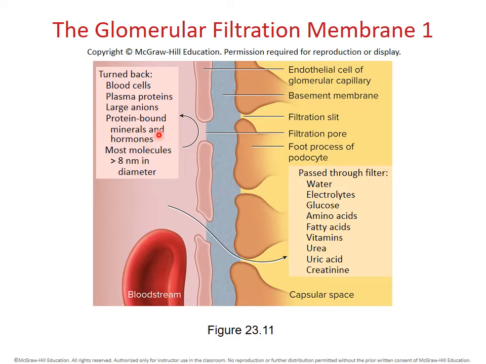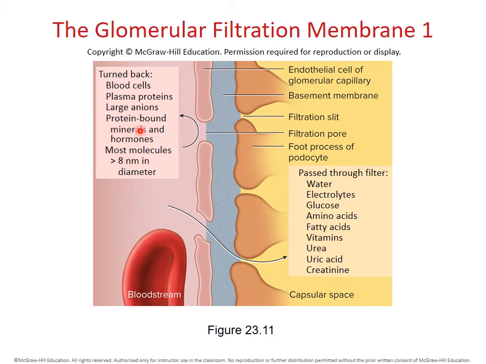So what kinds of things do pass through? Essentially, anything that's under 8 nanometers in diameter. Again, this filtration is pretty much based on size. And so large molecules greater than 8 nanometers tend not to be able to make it through.